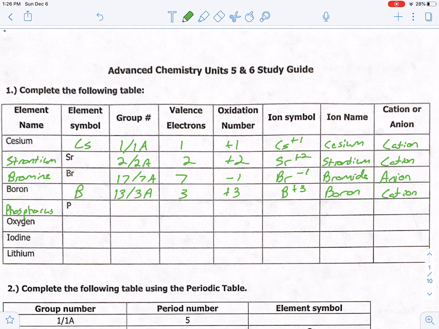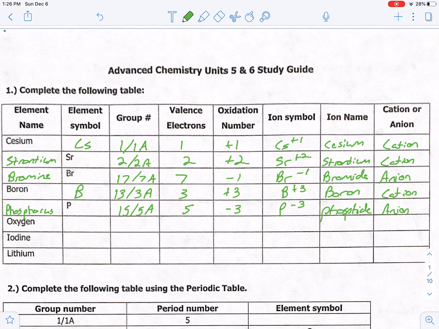So P is going to be phosphorus. Phosphorus is in group 15/5A, and so it has 5 valence electrons. That basically means it's missing 3, so it has a -3 charge. So this is going to be P with a -3 charge, and this is going to be phosphide. It is an anion, so we have to change the name to phosphide.